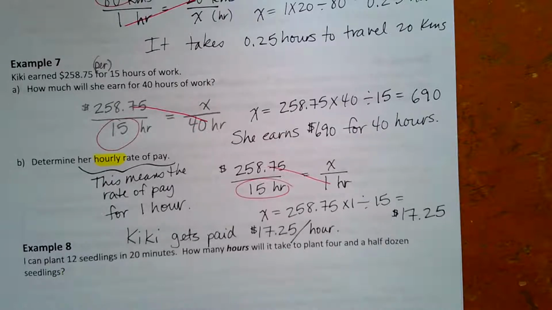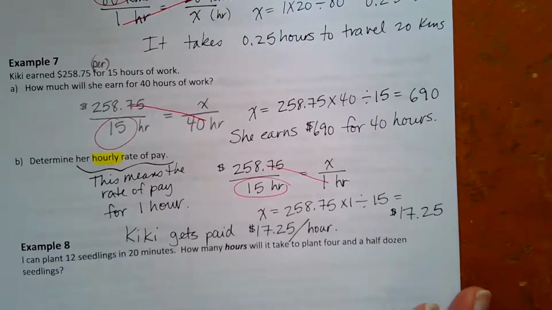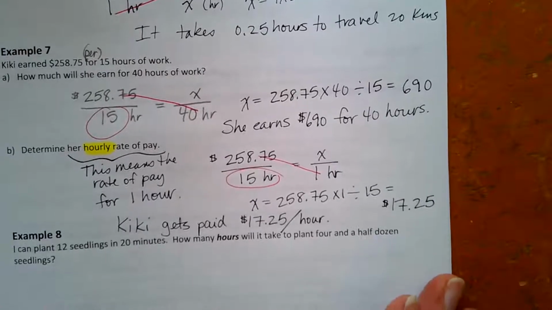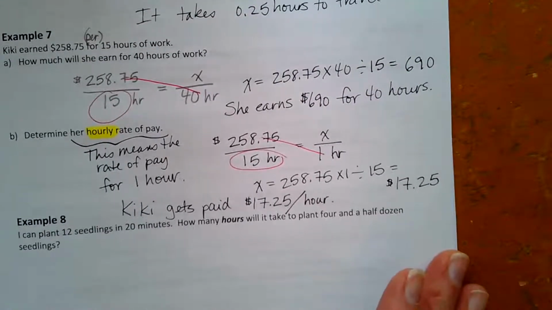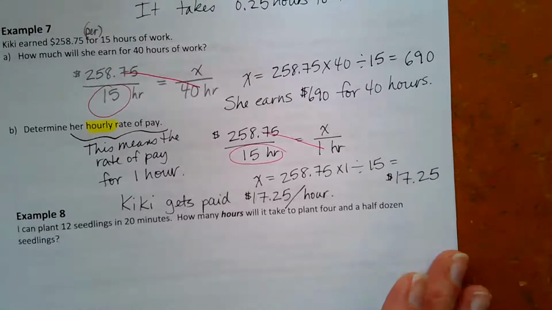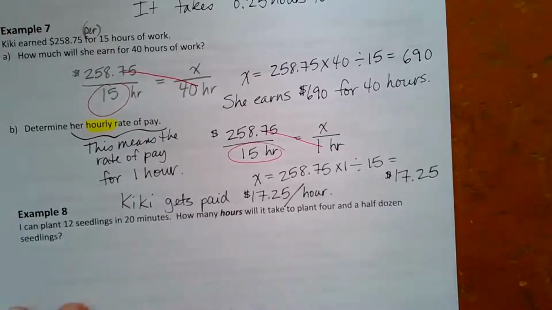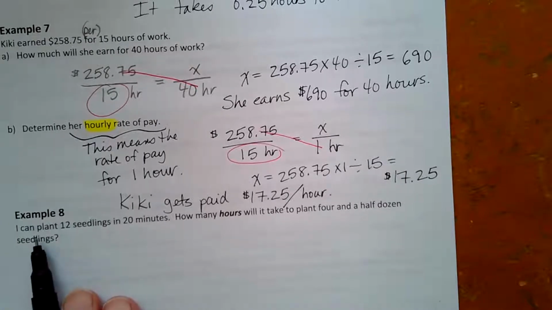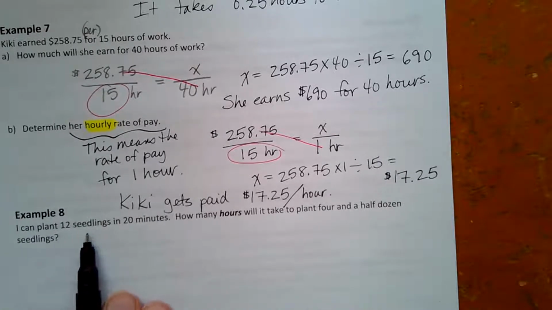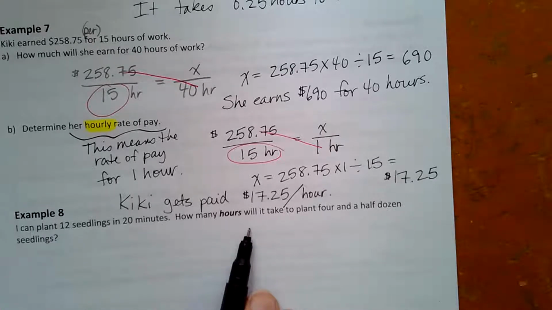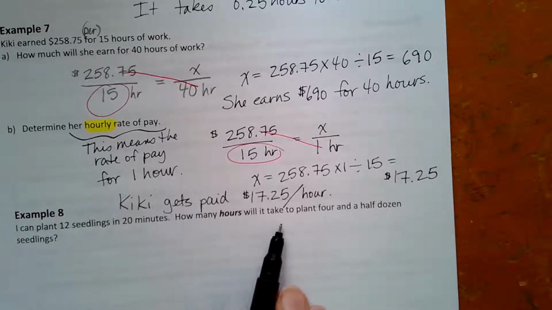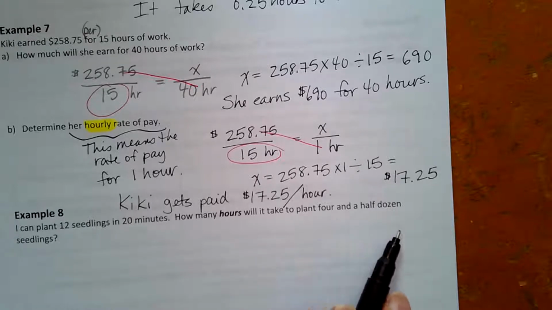So hopefully this is becoming a little more familiar with every question that we do, and a little easier to look for how to convert the words into math formulas and math procedures. I can plant 12 seedlings in 20 minutes. How many hours will it take to plant 4.5 dozen seedlings?